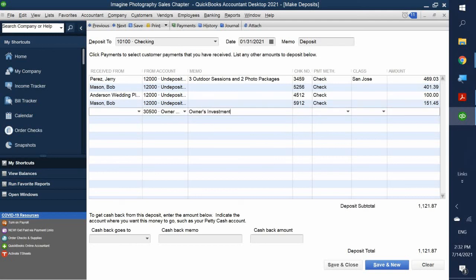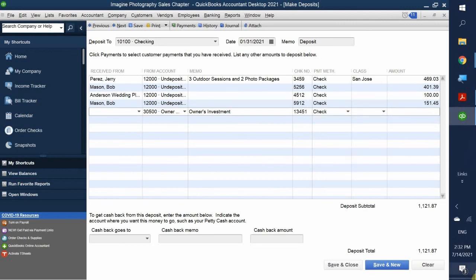Okay. And then in this case, he actually put in a check that he wrote himself to contribute to the company. So in this case, this is check number, it says right here, 13451. Okay, 13451. And once again, he is using a check.